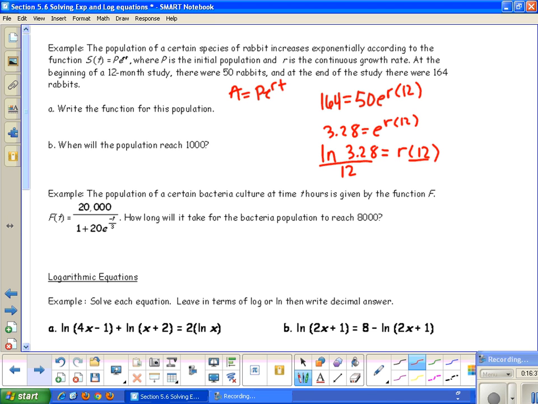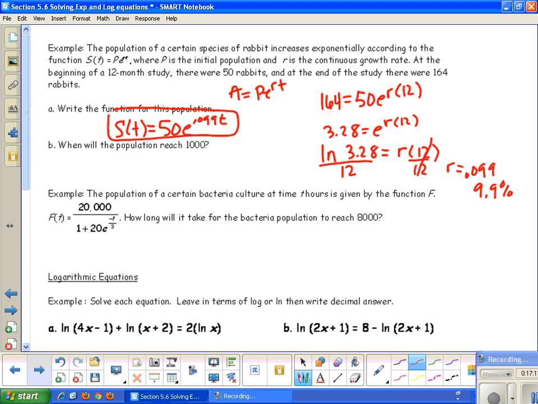I'm going to divide both sides by 12. That's going to give me my R value, so this would be gone. So R in this case is going to be equal to 0.099, which is 9.9%. So that's my R value. So I'm going to use 0.099 in my equation. So the function for this population would be S of t is equal to 50 e to the 0.099 times t. So that's my equation.